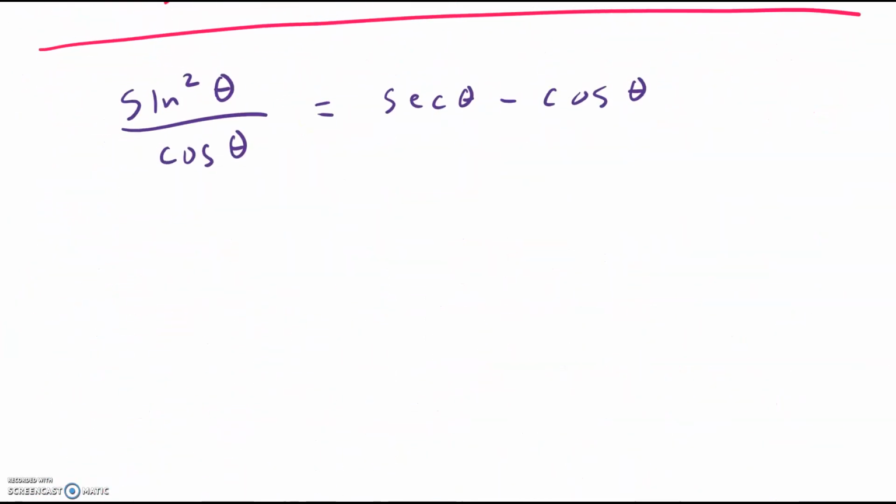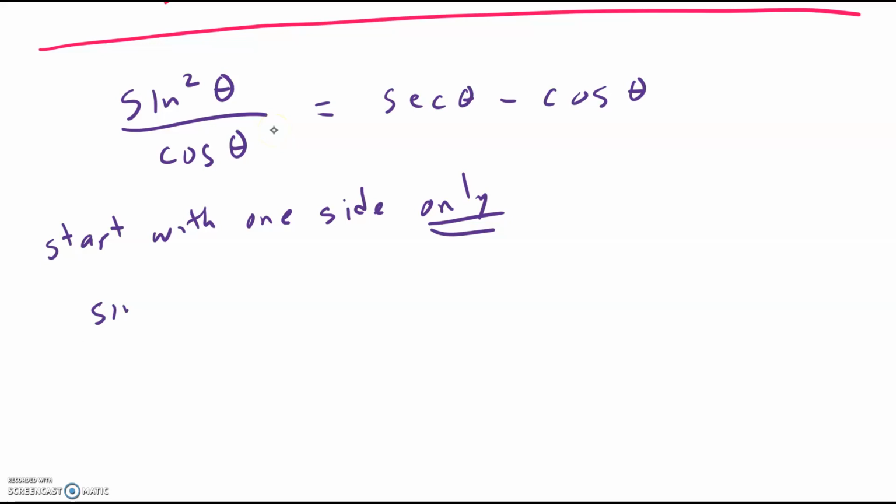Okay, so here's what you do. You start with one side only, because we don't know if this is true or not. That's what we're trying to prove. So you can't start with the equation itself. So let's just start with this. In some textbooks, they say LHS for left-hand side. The left-hand side of the equation is this.